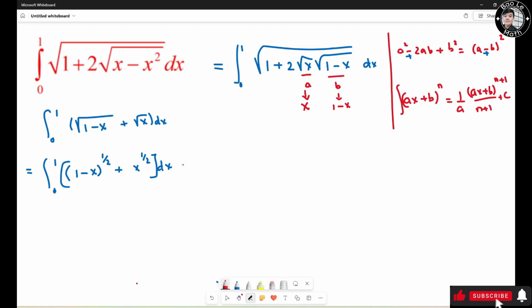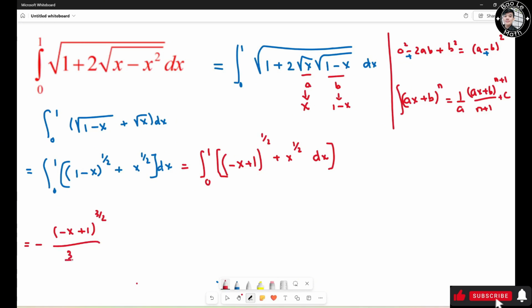Now go back over here. I can rewrite this as the integral from 0 to 1 of negative s plus 1 raised to the 1 half, plus s to the power of 1 half ds, right? So I can apply this formula right here. A in this situation is negative 1, right? So it turns out to be negative (s plus 1) to the power of 3 half over 3 half, plus s to the power of 3 half over 3 half, right?